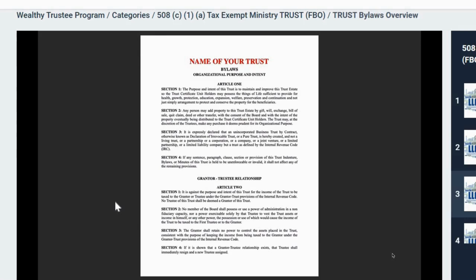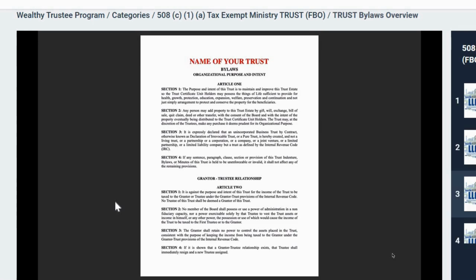Article 1, Section 1 talks about the purpose and intent of the trust, which is to maintain and improve this trust estate so that the trust certificate holders, which are the beneficiaries, may possess the things of life sufficient to provide for health, growth, protection, education, expansion, welfare, preservation, and continuation, and not to just simply arrange to protect and conserve the property of the beneficiaries.